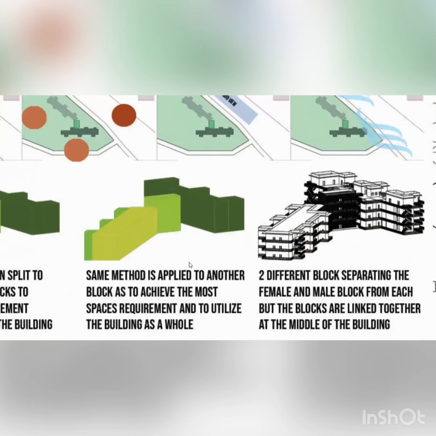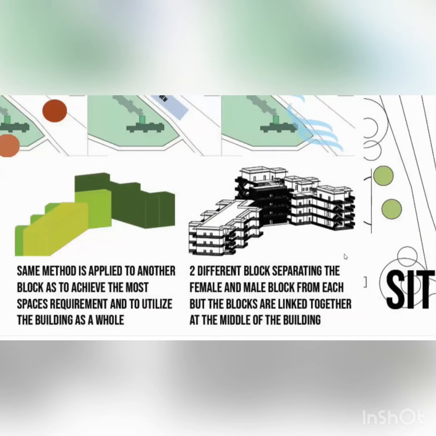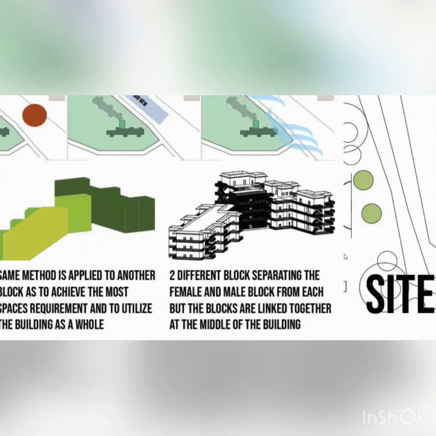Also, I added some small tiny blocks here and there because I want the building to have more than a normal hostel layout. And lastly, two different blocks separating the female and male blocks are created, but the blocks are actually linked together at the middle of the building.